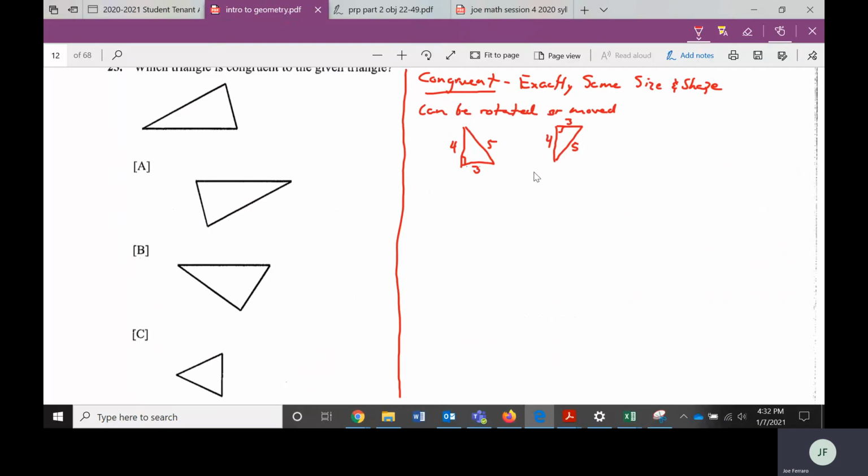Everything's the same. The other thing they would say is corresponding angles and sides are equal. So there's a 3, there's a 3, there's a 4 and a 4 on the side, 5 and 5 on the side.